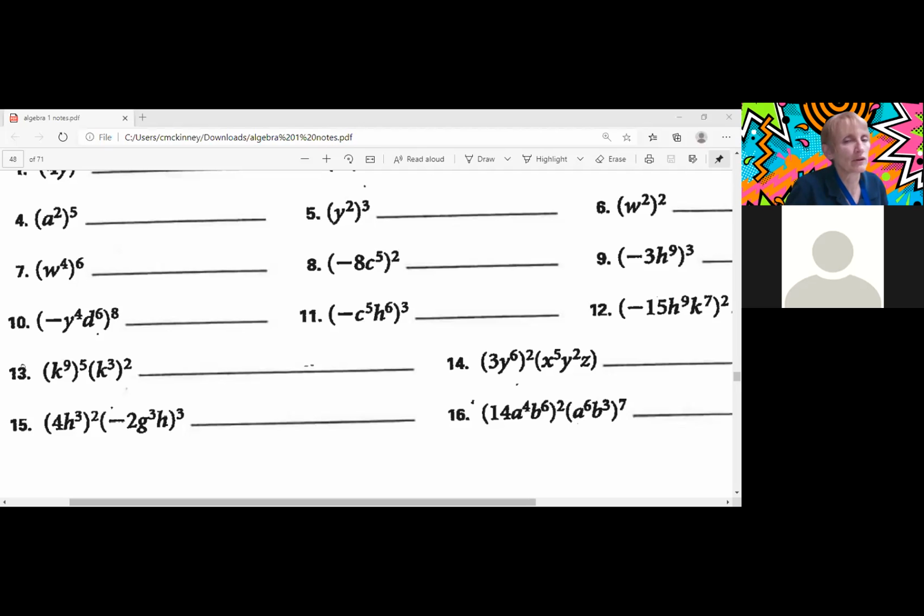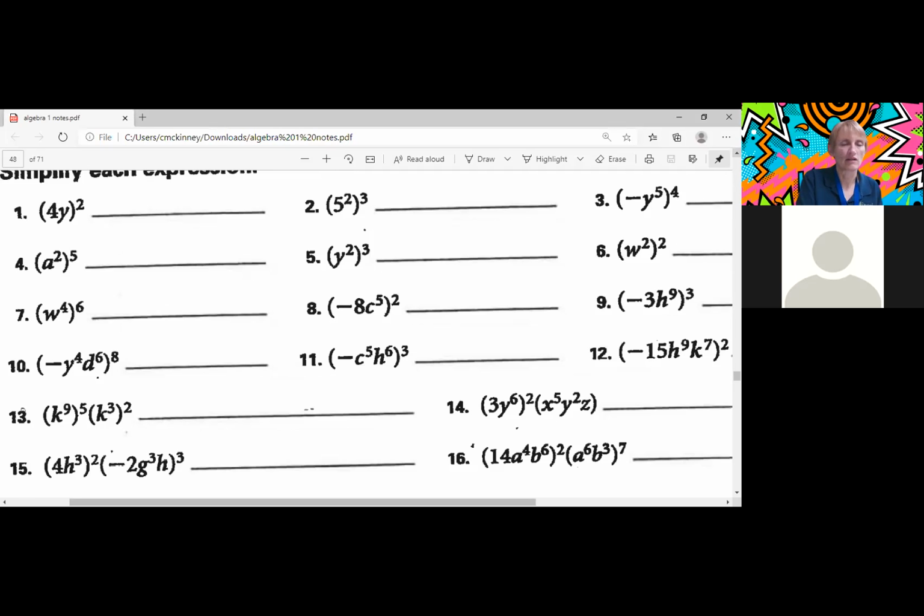All right, so I'm going to backtrack just a bit because this part I didn't get a video made for. I got it made for product rule, but not for power rule. So power rule, folks: we are raising something to a power and we're multiplying the exponents, but the coefficients still get raised to a power because the coefficients do not behave the way exponents do.